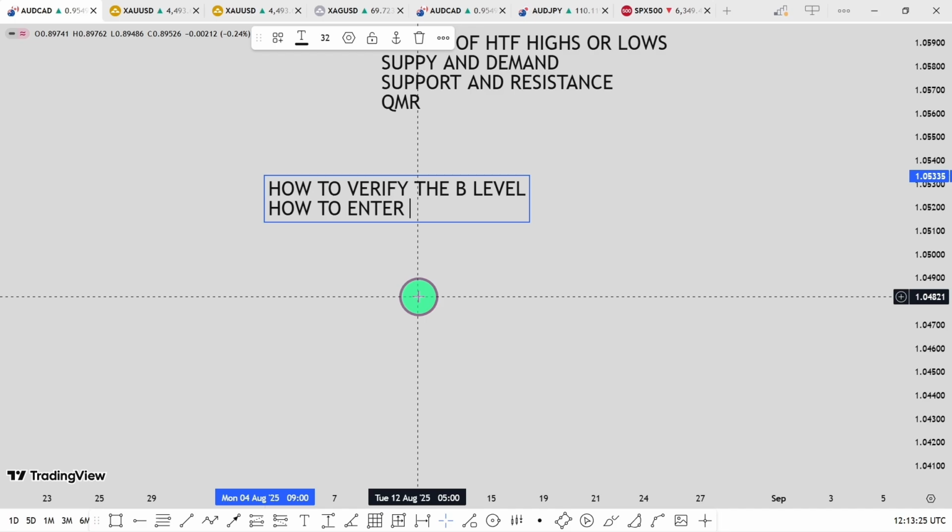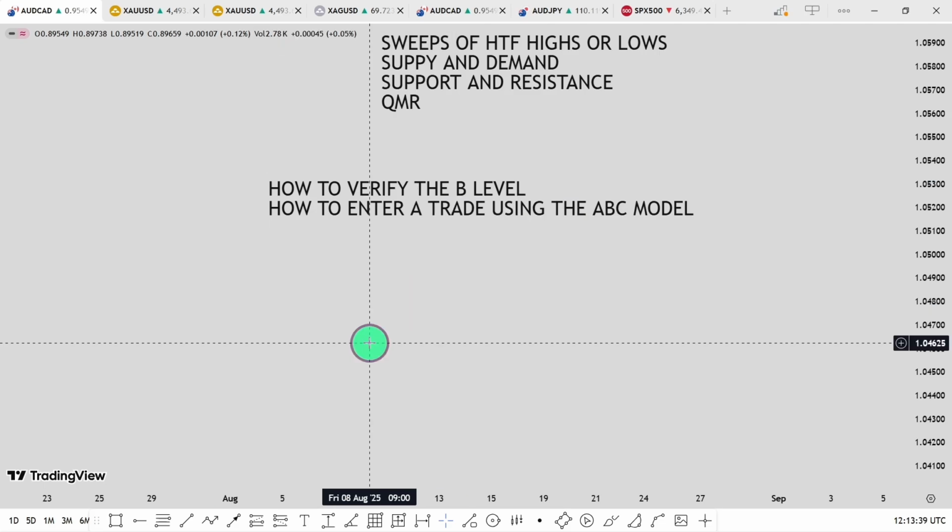This is a very simple strategy. Trading must not be really complex for anybody. If you have a strategy and an edge, you always have your psychology around the strategy that you trade, and you know by the end of the month, if you're doing everything right, you're going to end up profitable. So how do we verify the B level, and also how do we enter?